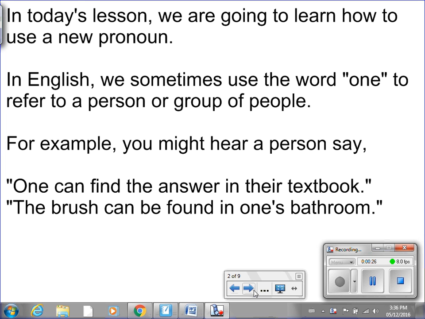In today's lesson, we are going to learn how to use a new pronoun, or rather, it's a pronoun which you guys have seen a few times, both last year and even this year, and each time I said, well, we'll talk about it later. Now, in English, we sometimes use the word one to refer to a person or a group of people. For example, you might hear a person say, one can find the answer in their textbook, or the brush can be found in one's bathroom. So just when we're talking about a person in general, not a specific person, just anyone.